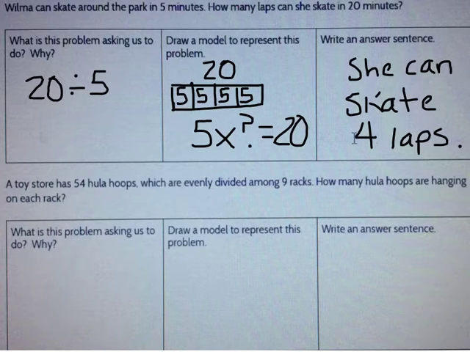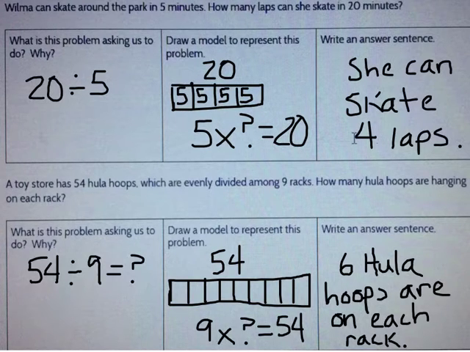Now try the next one. A toy store has 54 hula hoops, which are evenly divided among 9 racks. How many hula hoops are hanging on each rack? 6 hula hoops are on each rack. This problem asked us to divide 54 hula hoops into 9 equal groups. That means we need to ask 9 times what equals 54. 9 times 6 equals 54.